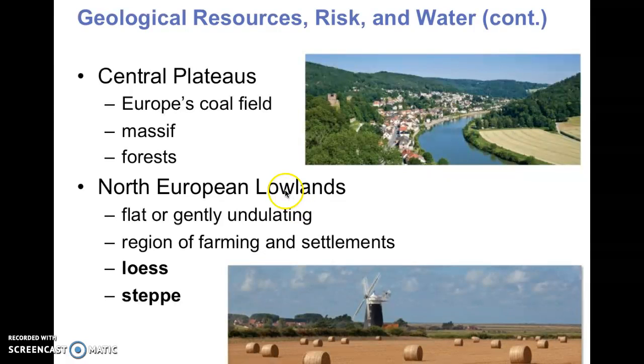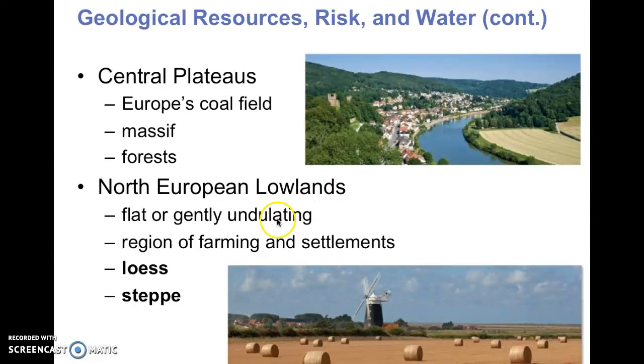Central Plateau, which is the Austria, eastern Germany, and parts of northeastern France. Europe's coal fields are located there. The Massif is located there, and forests. A lot of heavily forested areas. The forest from Little Red Riding Hood and all the little fairy tales are all about the forest, like the Black Forest in Germany.